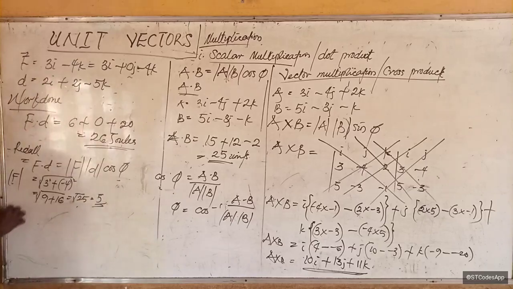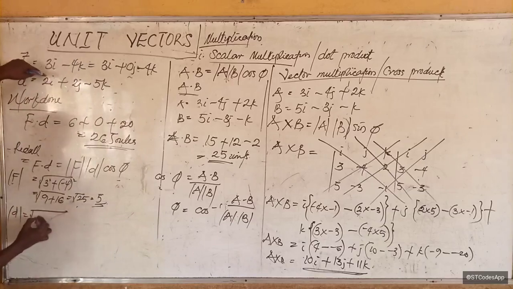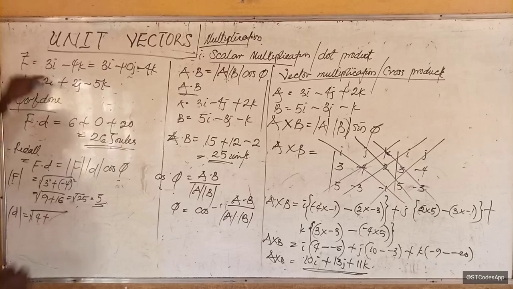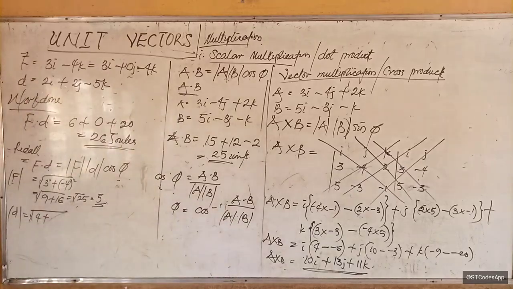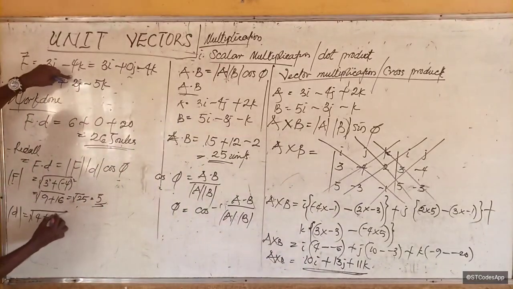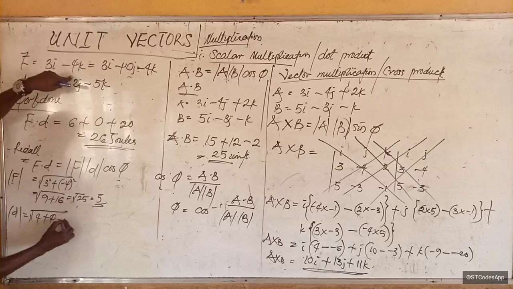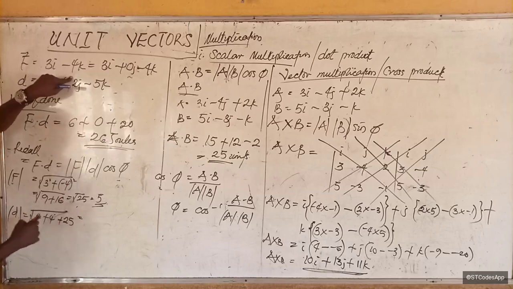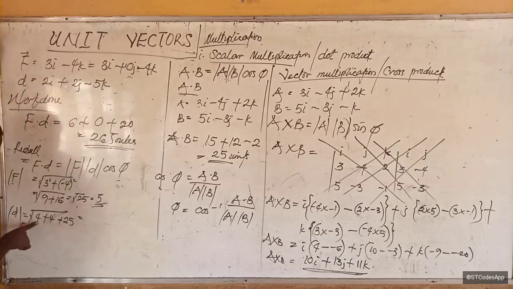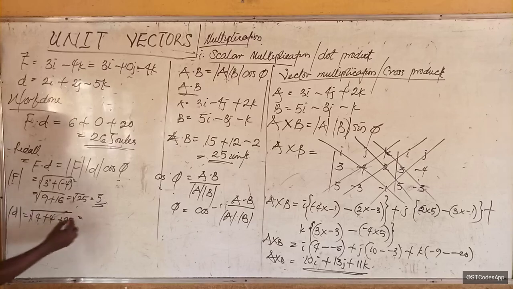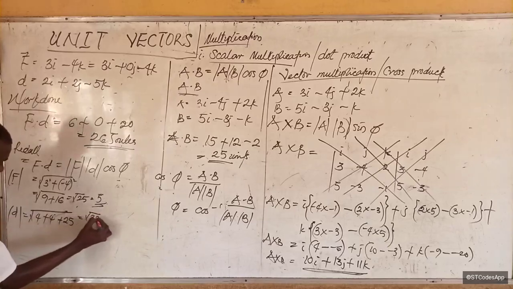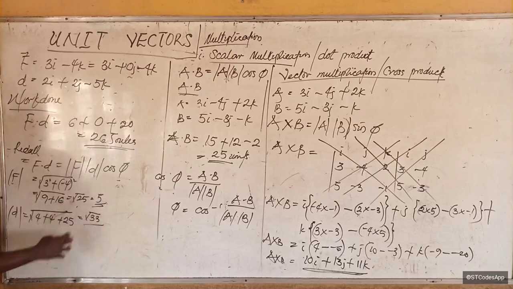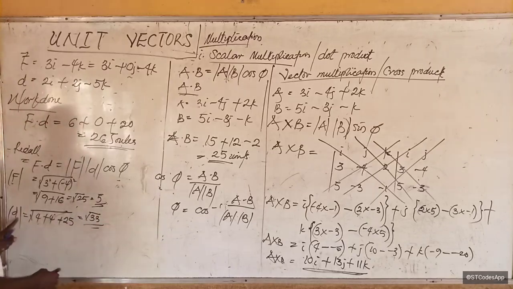Okay, and for D, the modulus of D, or the magnitude of D, we have the square root of 2 squared, that's 4, plus 2 squared also, which is another 4. Then plus 5 squared, which is minus 5 squared, which is 25. I'm intentionally not writing them back here. Is that okay? This plus this is 8. 8 plus this is 33. So we have square root of 33. And that will be our answer for the modulus of this.